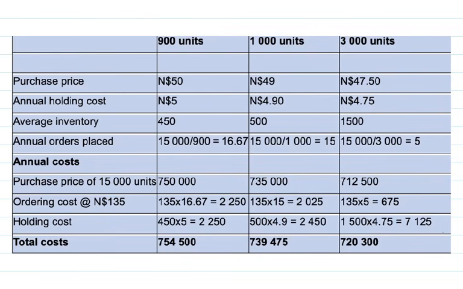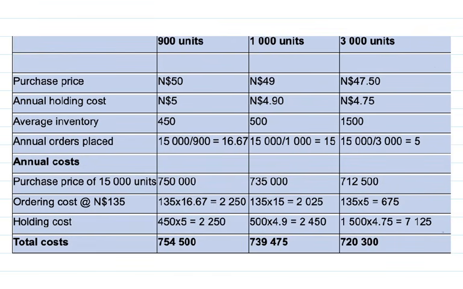Now here is the entire solution. We had 900 units, we had 1,000 units, and 3,000 units. You will see that our purchase price dropped with my ordering size. My holding cost also dropped with ordering size. Remember, this is holding cost per item. My average inventory went up with a higher ordering size, and with a smaller ordering size, I will have to place more orders. When I order more units at once, then I will have less orders per year.